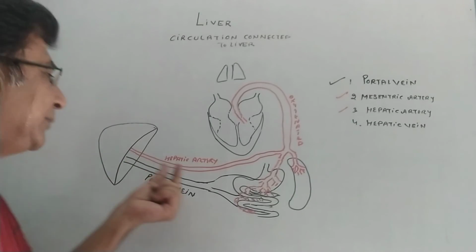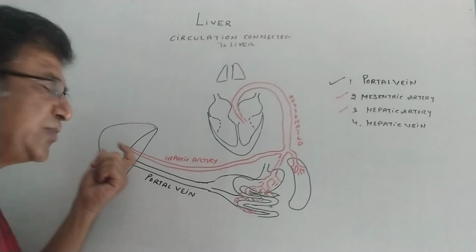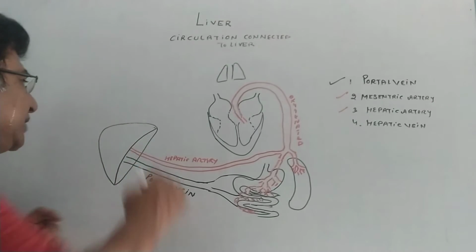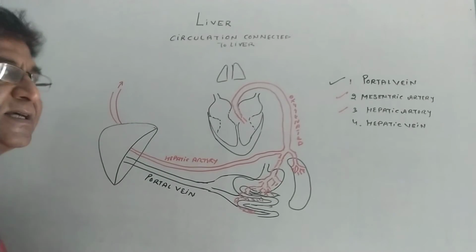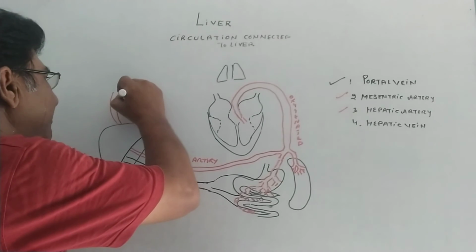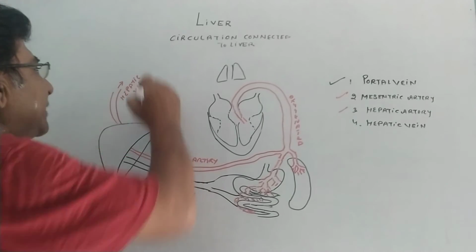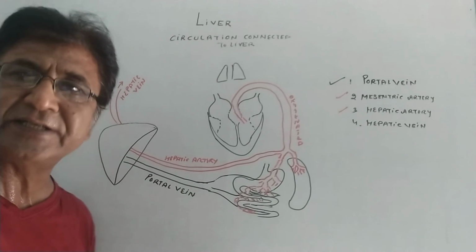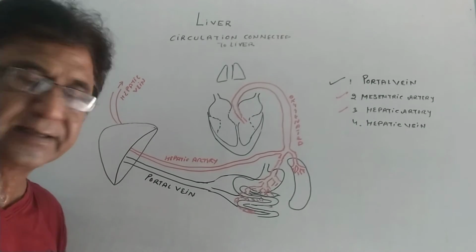Now the blood which has been utilized by the liver comes out from the liver through the hepatic vein. Now this diagram will help you understand how circulation from other organs is connected to the liver. I hope it is clear.